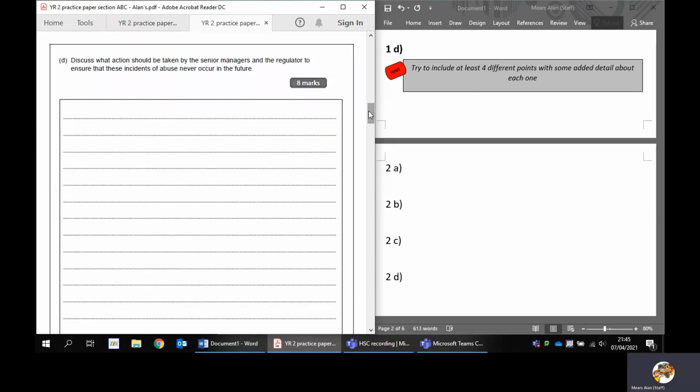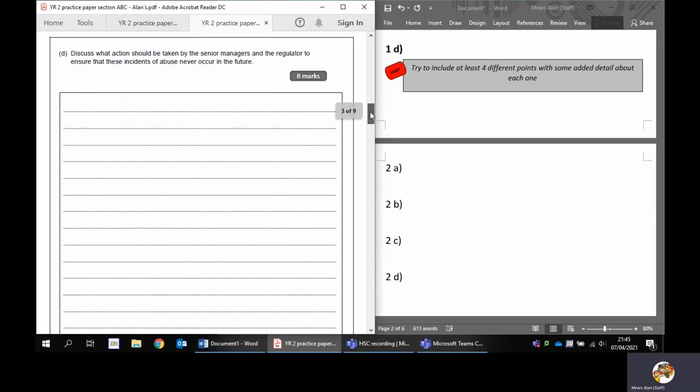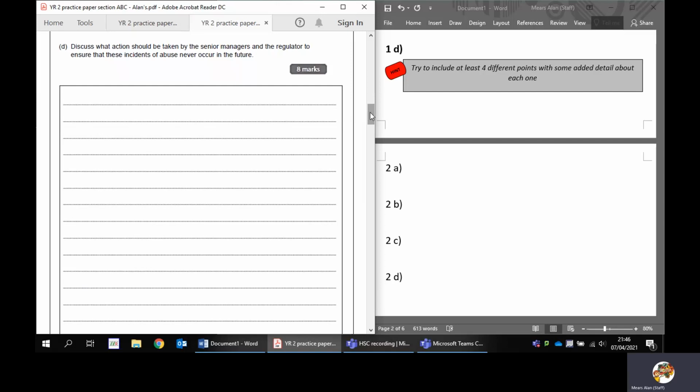And we have at this point 10 minutes remaining, so we're over a little bit at a time. So discuss what action should be taken by senior managers and the regulator to ensure these incidents of abuse never occur again. So if we want to put ourselves in the position of an inspector or regulator, how are we going to stop this and make sure it never happens again?